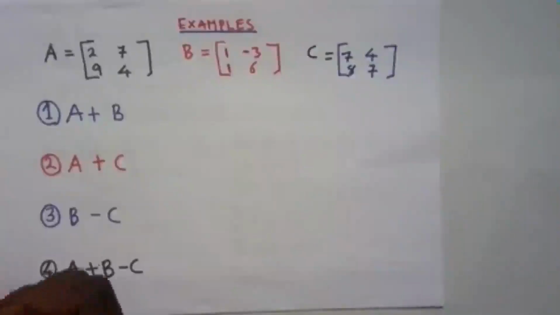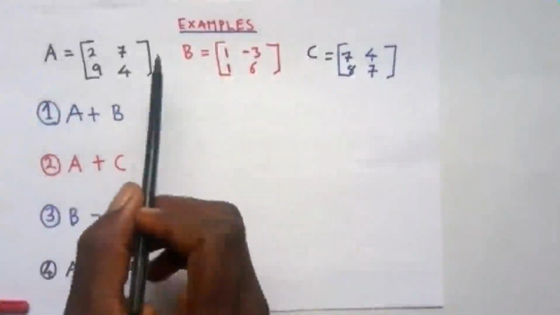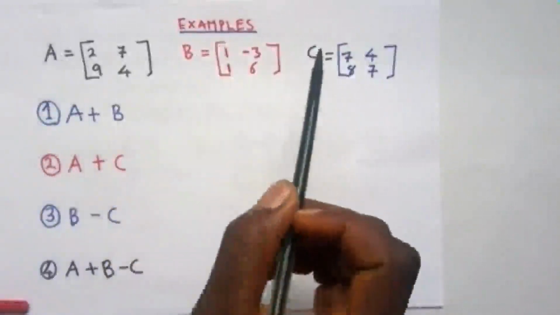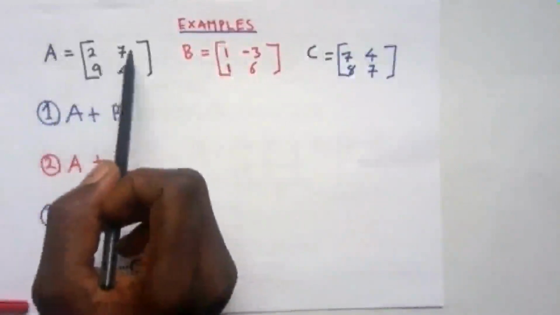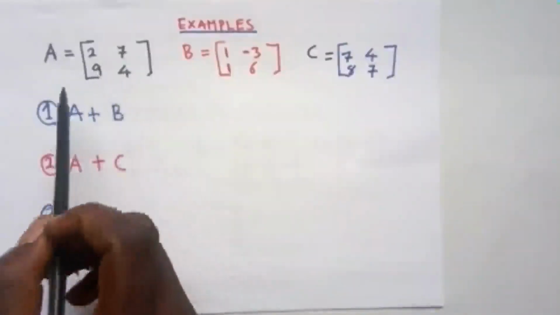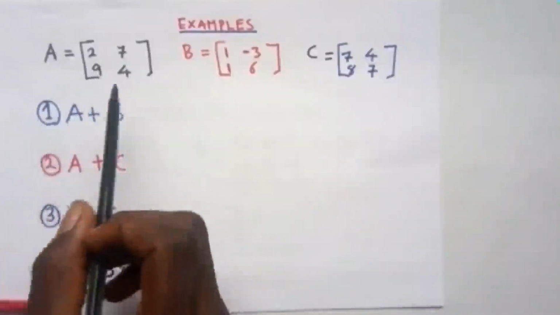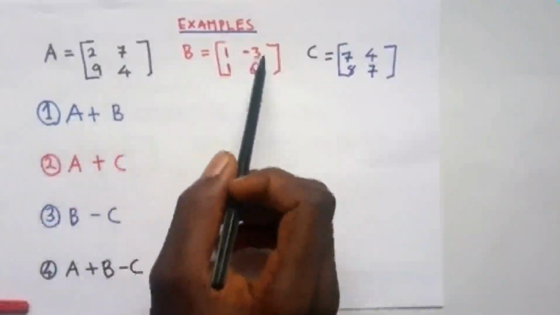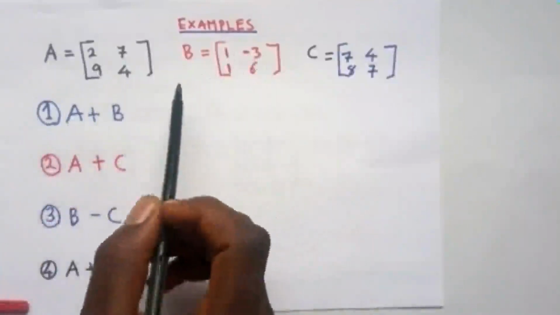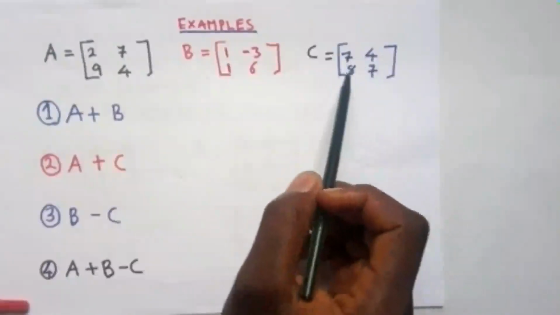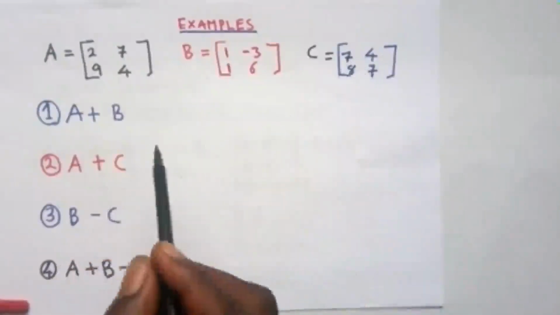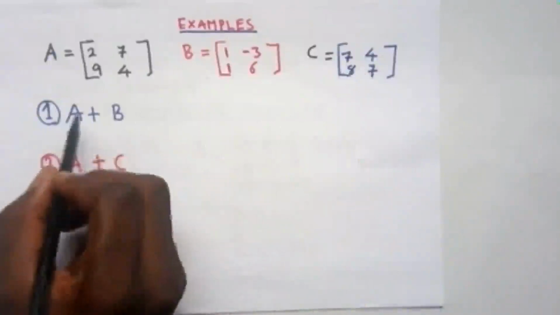Here we have 3 matrices: matrix A, matrix B, and matrix C. Matrix A comprises of the elements 2, 7, 9, and 4. Matrix B comprises of the elements 1, -3, 1, and 6. And matrix C comprises of the elements 7, 4, 8, and 7. This is how we add matrices. A plus B.